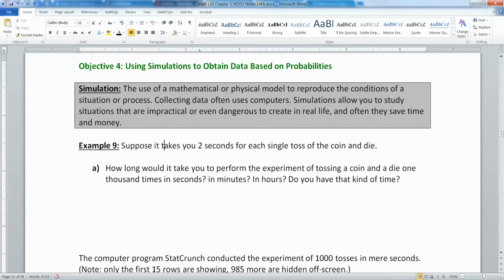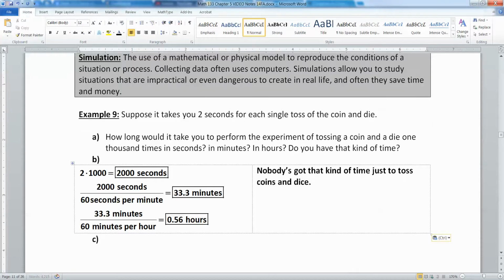Suppose it takes you 2 seconds to perform each single toss of the coin and die. How long would it take you to perform the experiment of tossing a coin and a die 1,000 times, in seconds, in minutes and hours? Well, you take 2 seconds times 1,000, that'd be 2,000 seconds. Then you divide that by 60 for the minutes, and by 60 again for the hours.